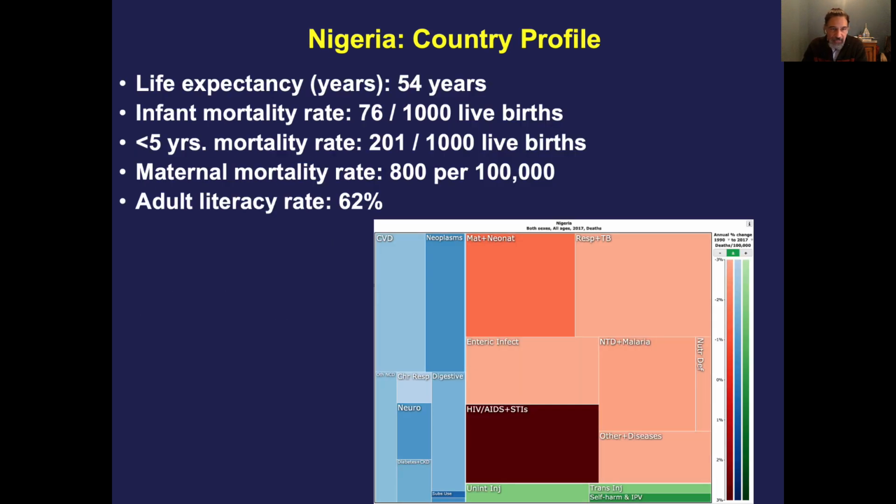In Nigeria, the life expectancy is about 54 years. The infant mortality rate, the under 5 mortality rate, and the maternal mortality rate are quite high. And the literacy rate is also on the high side for the region, at about 62%. And you'll remember the graph here showing the distribution of the causes of death. Here we're showing the distribution of the numbers of deaths. In large part, most of the deaths occurring in Nigeria are in the infectious disease realm, followed by non-communicable diseases and injuries.